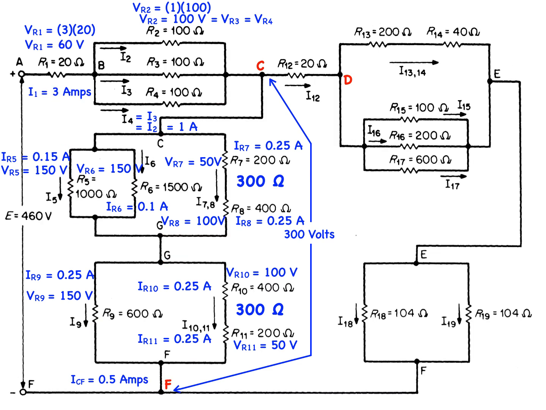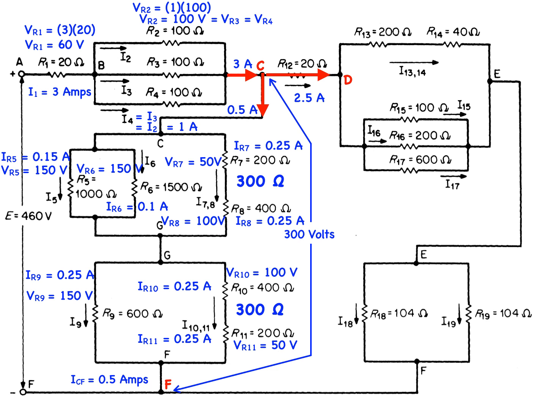Kirchhoff's current law states that the algebraic sum of currents entering any node or junction of a circuit is equal to the algebraic sum of the currents leaving that node or junction. Applying Kirchhoff's current law at node C, we find that the current entering, 3 amps, minus the current flowing down, 0.5 amps, must equal the current in R12, which is equal to 2.5 amps.